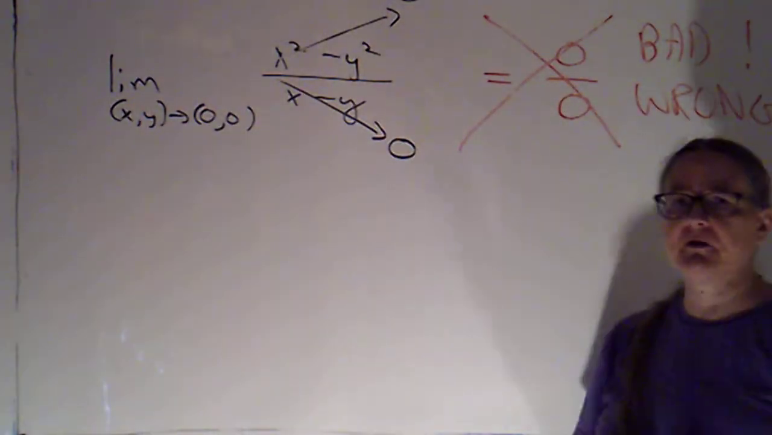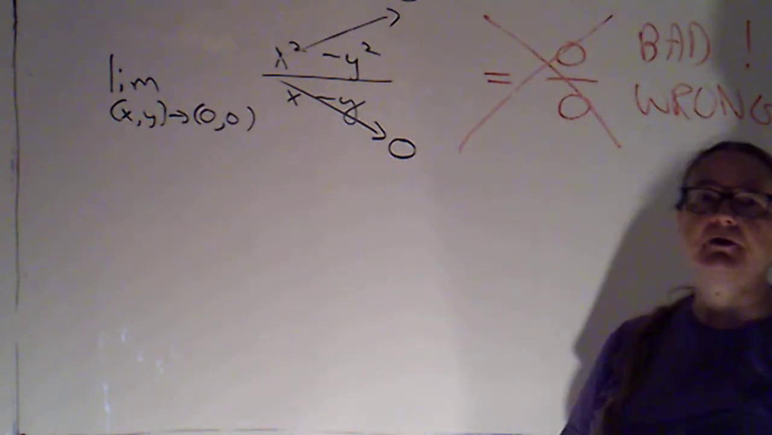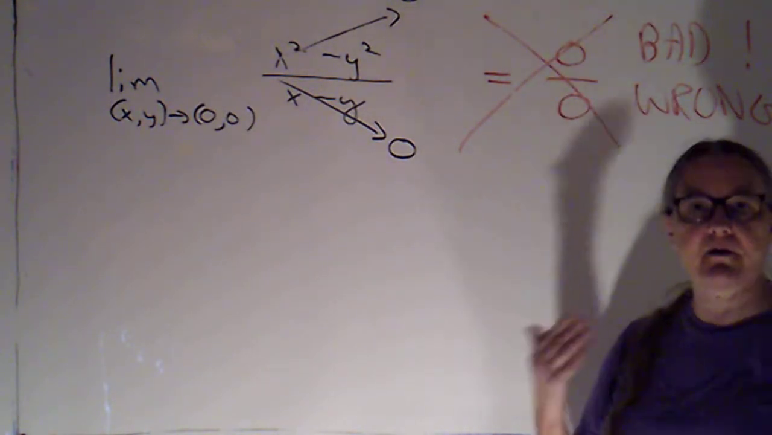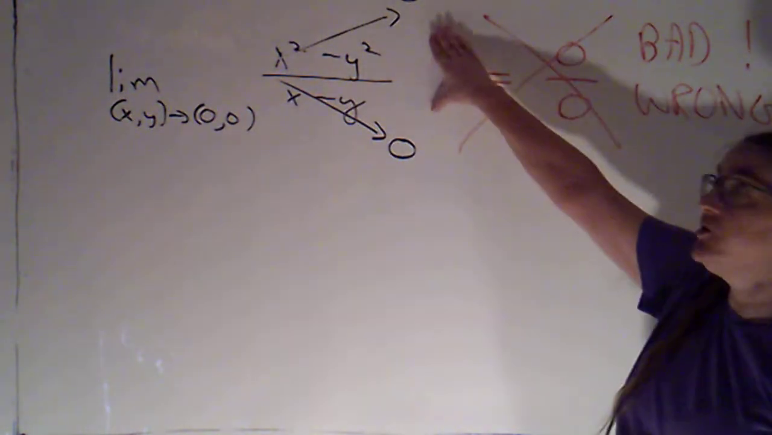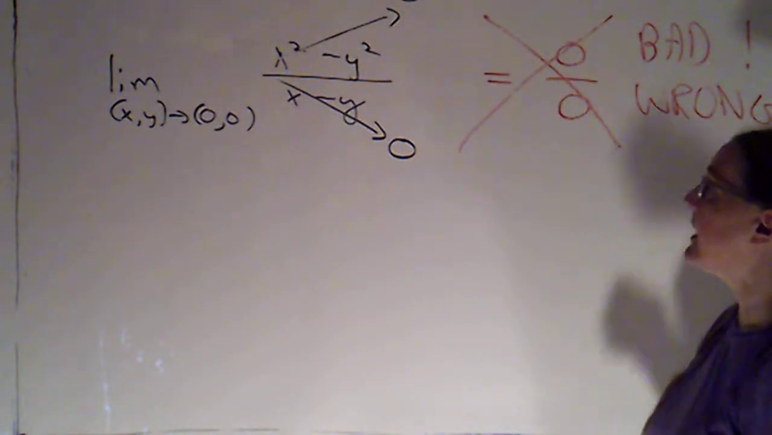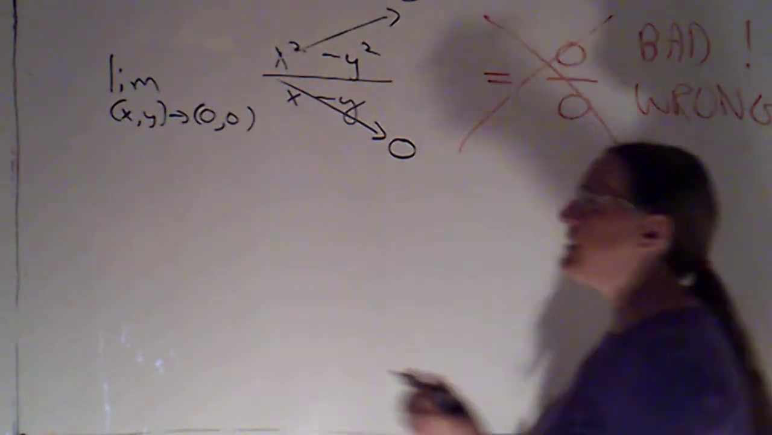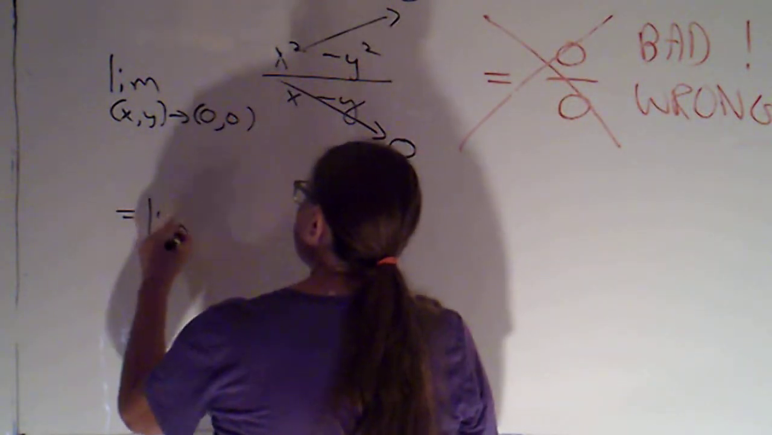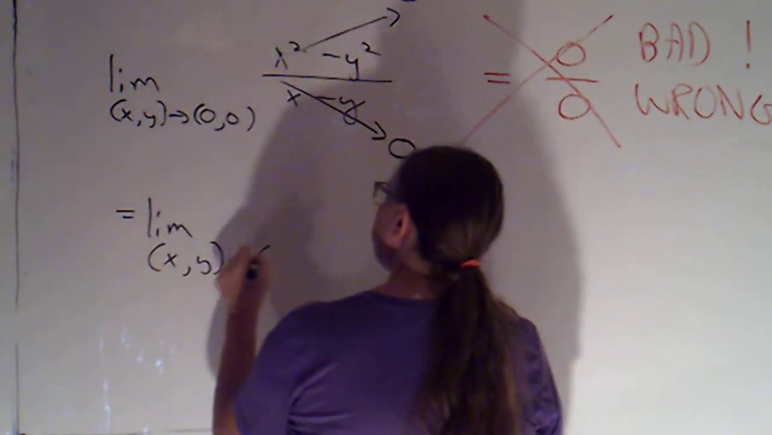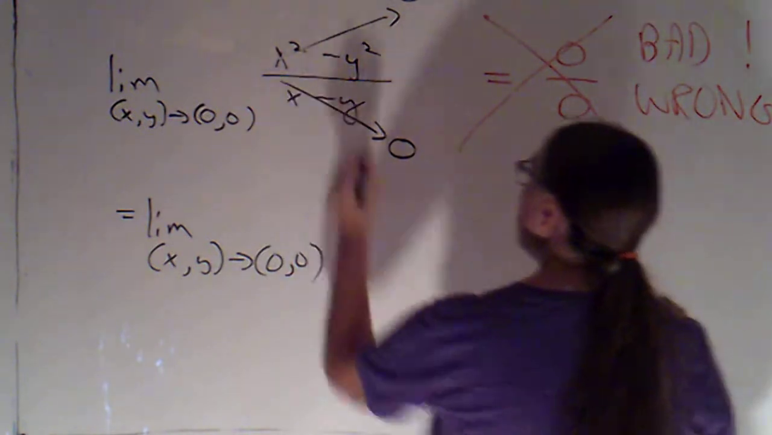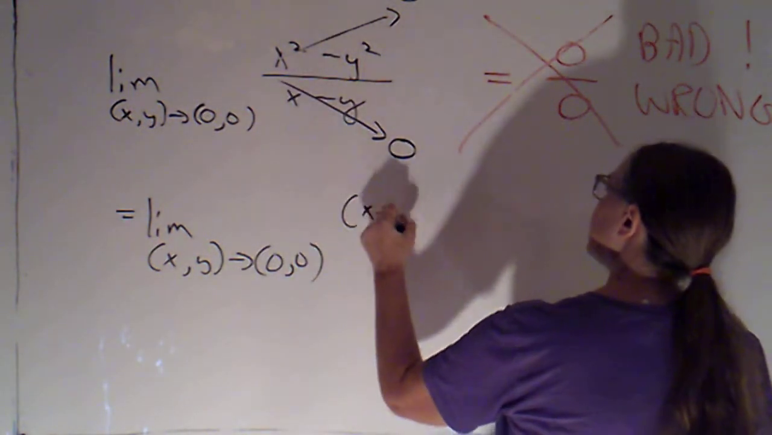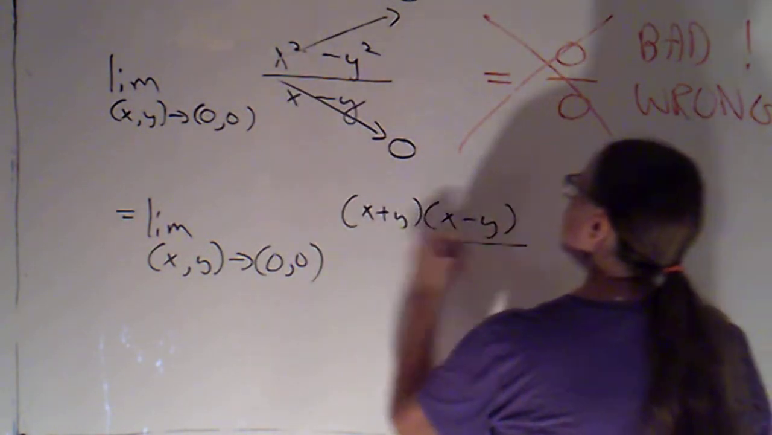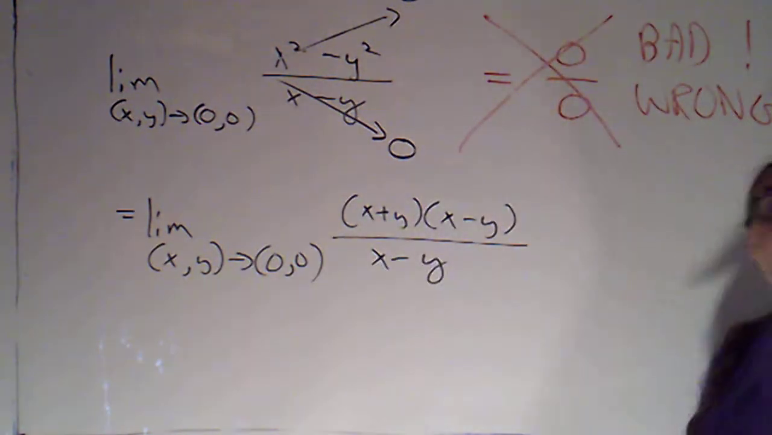I mean, before you learn L'Hopital's rule in 3A, you learn all sorts of techniques for evaluating limits where you do get indeterminate forms like that, and one of them is just to factor and cancel. So I could say this is the limit as x, y approaches 0, 0. That top factors as x plus y times x minus y over x minus y.